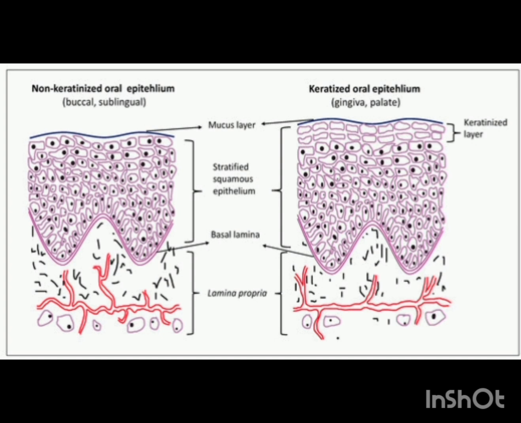There are two types of keratinization: orthokeratinized and parakeratinized. Orthokeratinized tissue is present in gingiva. It has no nuclei, whereas parakeratinized has some nuclei, but they are visible only in pathology under the slides. And the non-keratinized tissue is present in the floor of the mouth, soft palate, and buccal mucosa.